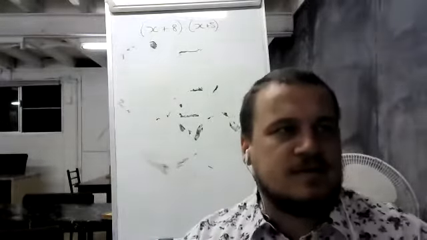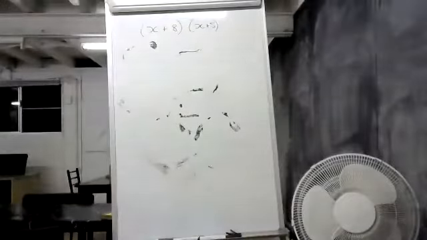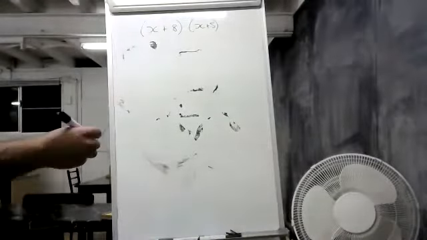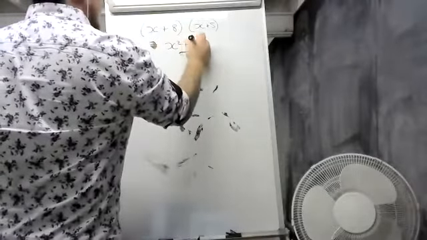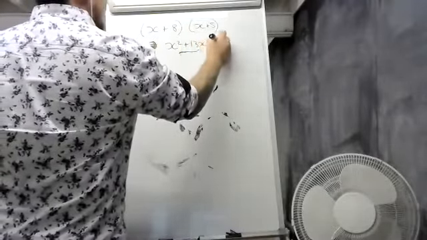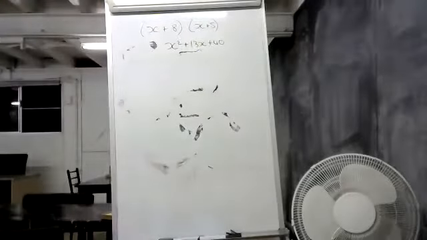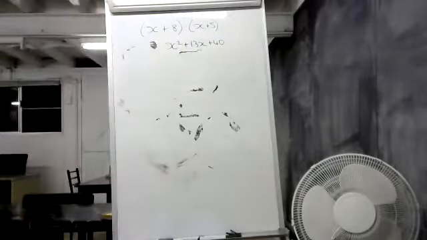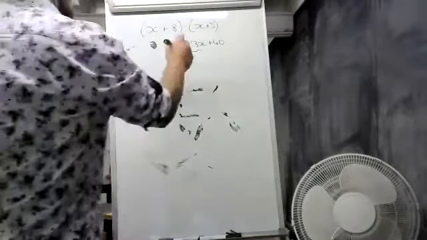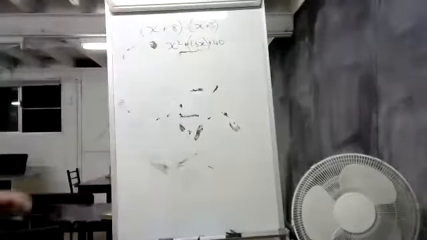All right, any ideas? X squared plus 13x plus 40. Perfect. How did we come to that answer? When you expand it, you get x squared plus 5x plus 8x plus 40, and then that just simplifies down to what Molly said. Like terms.